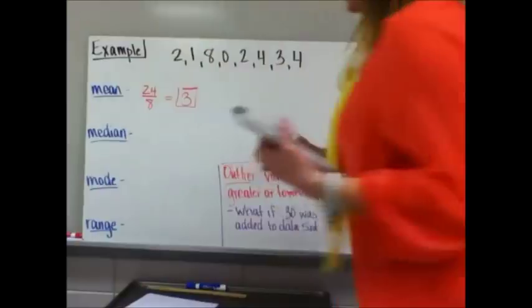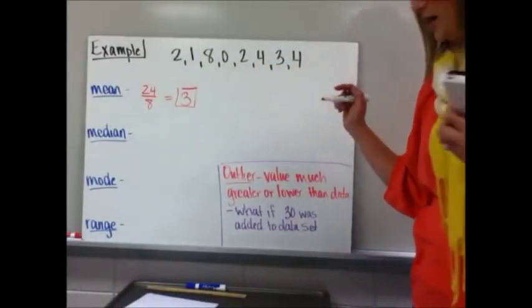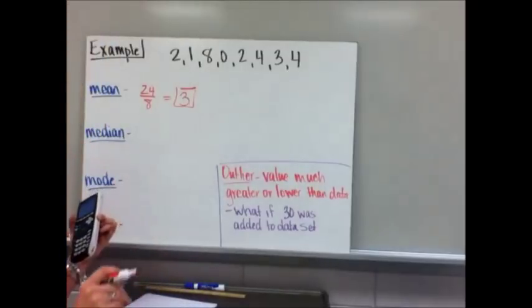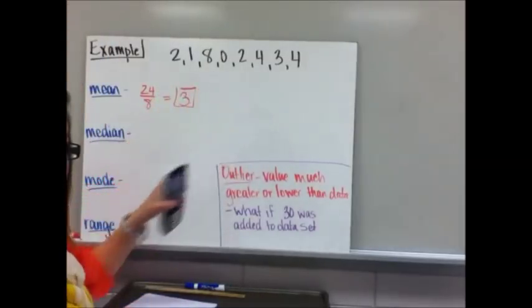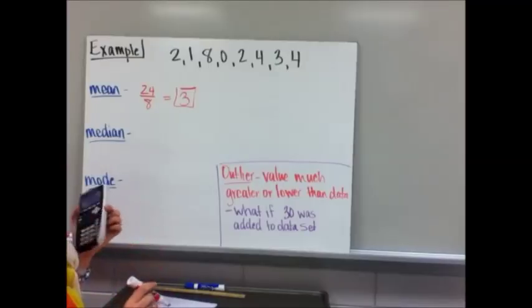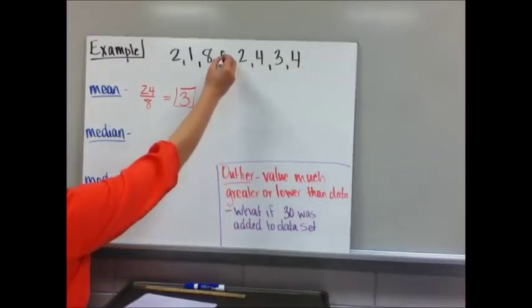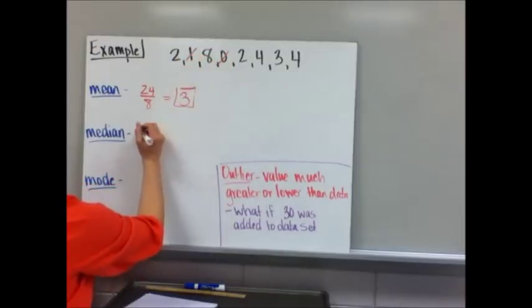For the median, we have to put these in order from least to greatest. So I'm going to do that. This is where it's in your interest to rewrite the original data set if you don't have a piece of paper with it already in front of you. That way, as you're putting them in order, you can mark them off. Like I know 0 and 1 are going to be the first ones.